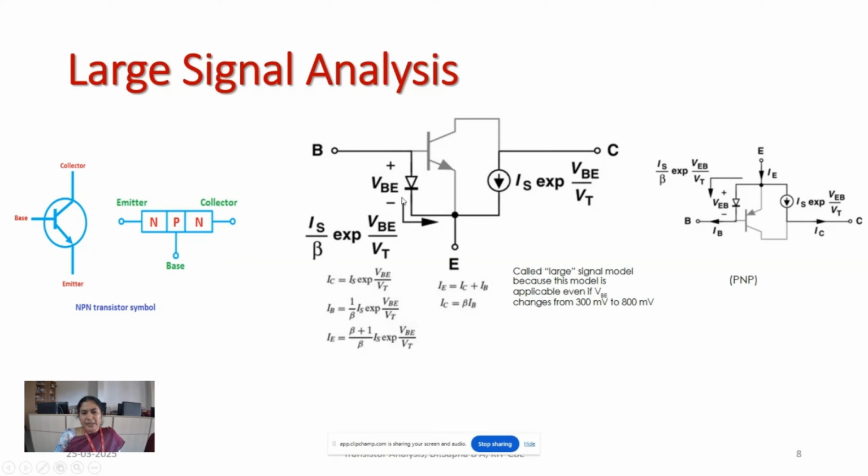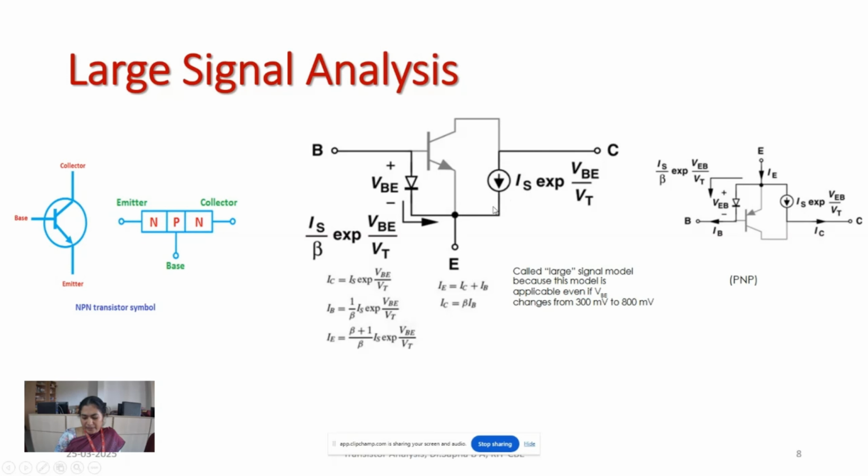So this is the basic equivalent circuit of any large signal analysis. When we consider large signal analysis, we are dealing with the biased supply voltage. Using the basic equations of the diodes itself, we can also calculate the emitter current as well as the collector current.